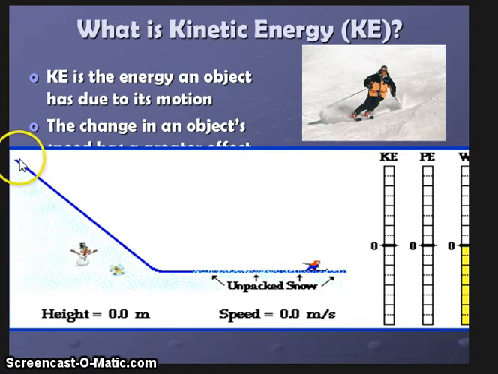He starts up here with the most potential energy, and then as he gradually goes down the hill, his kinetic energy increases. And then as he slows down at the bottom, potential energy increases and kinetic energy decreases. So at the top of the hill, he has the most potential energy. At the bottom of the hill, he would have the most kinetic energy, right before the potential energy starts taking back over.